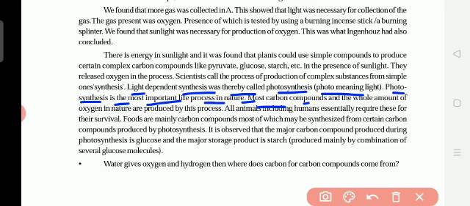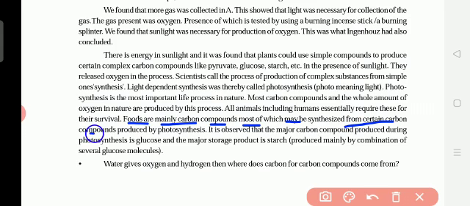Photosynthesis is the most important life process in nature. Most carbon compounds and the whole amount of oxygen in nature are produced by this process. All animals, including humans, essentially require these for their survival. For the survival, to live, for the human beings and the animals, which gas is mostly needed? Oxygen is needed. Foods are mainly carbon compounds, most of which may be synthesized from certain carbon compounds produced by photosynthesis.